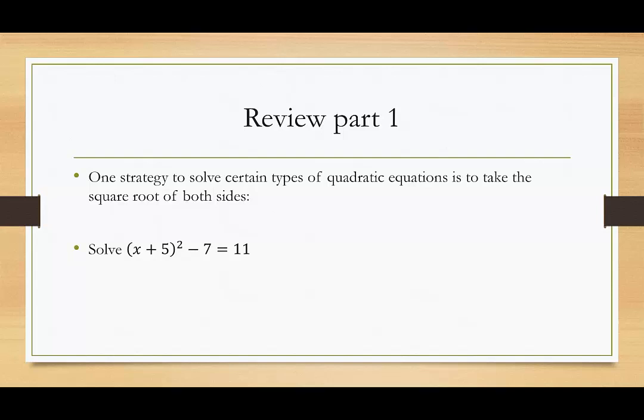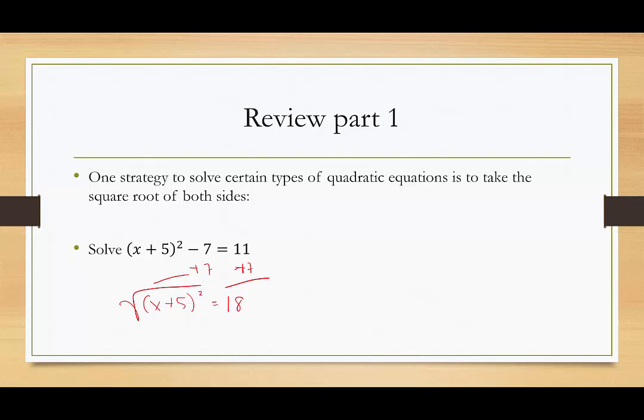And in order for us to be able to take the square root of both sides, we do want to isolate the term that has the square. So the first thing we need to do is add 7 to both sides. And that would give us x plus 5 quantity squared is equal to 18. Then from here, we would take the square root of both sides. We can do that because that square term is now by itself.